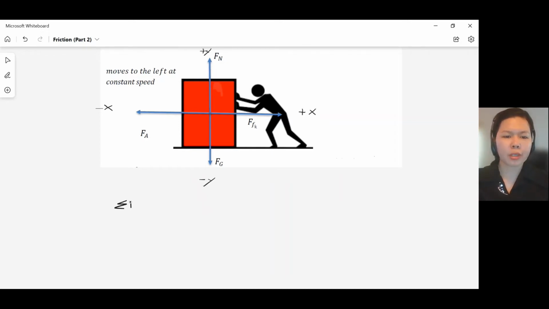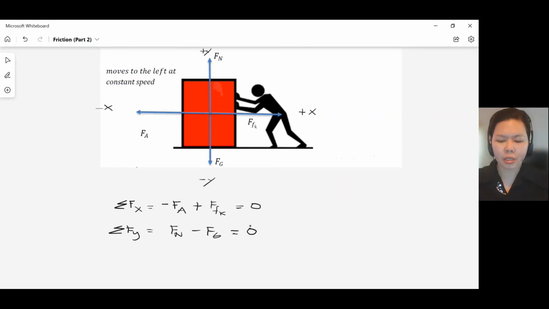So the summation of F sub x, the sum of all forces along x, we have negative F sub A plus F sub K, the kinetic frictional force, equals 0 and not ma, since the object is moving but not accelerating because it is moving at constant speed along a straight line. And then summation of F sub y: going up, we have the normal force F sub N, going down, we have F sub g, so minus F sub g, equals 0, since along the y-axis there is no movement.